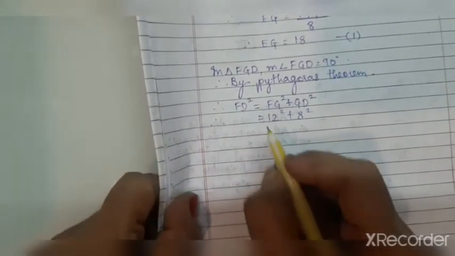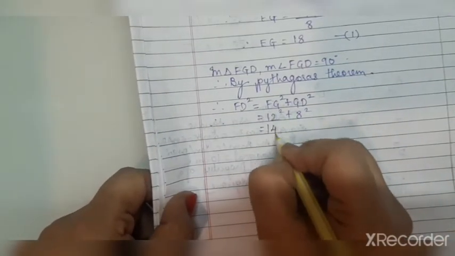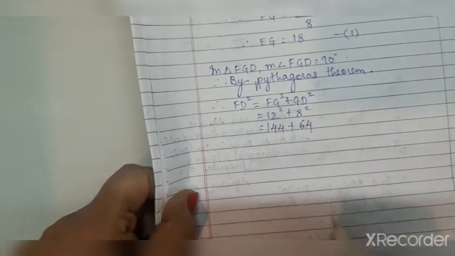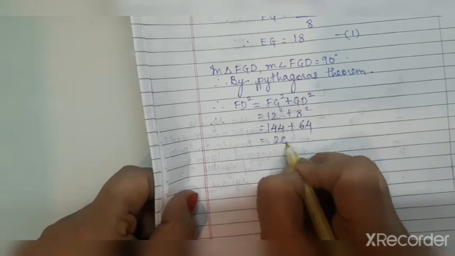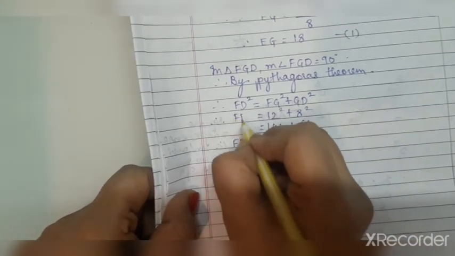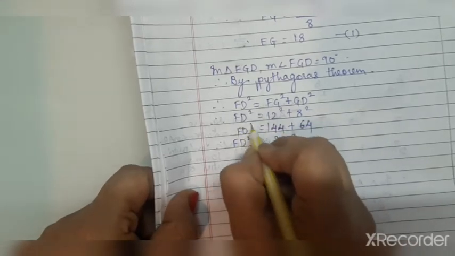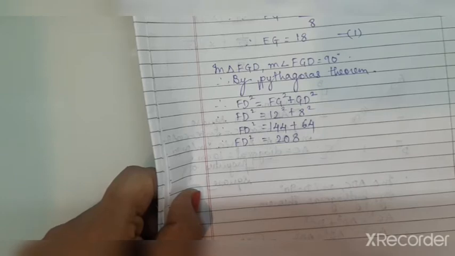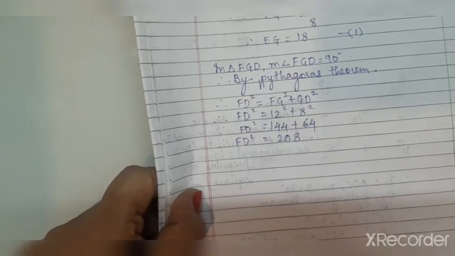Therefore. Okay, so we write 12 square is 144. This is 64, which is equal to 208. So you can write therefore FD square is equal to 208. Now we want FD, so taking square root on both the sides.